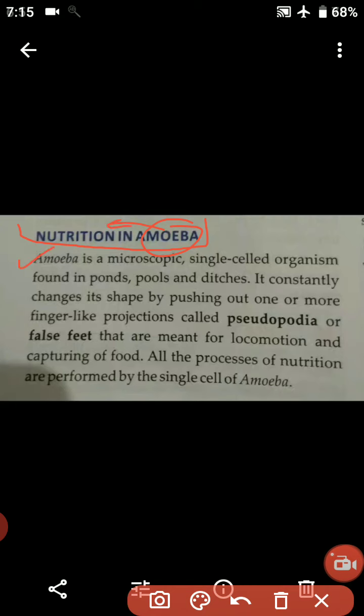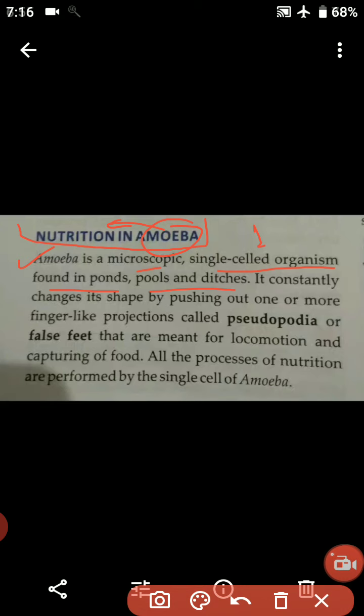Amoeba is a microscopic single cell organism found in ponds, pools and ditches. So students, amoeba is a microscopic organism. That means it can be seen under the microscope, and it is a single cell organism. That means it is made up of only one cell. Unlike human beings, who are made up of many cells, amoeba is made up of only one cell. So they are found in ponds, pools and ditches.